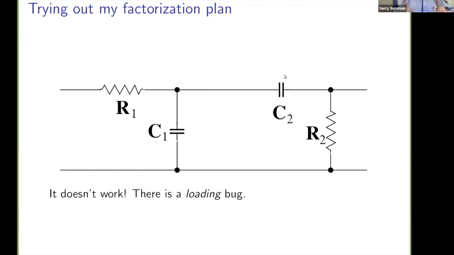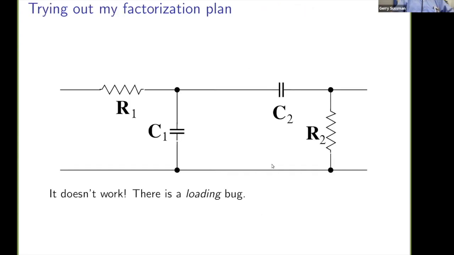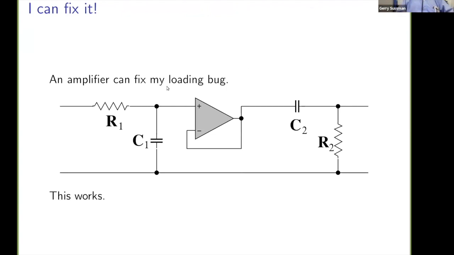Why doesn't it work? Well, I've got a name for the bug. The problem is that when I specified these pieces, these were considered to be voltage dividers, meaning no current was being drawn out of this terminal or this terminal over here. But when I hooked them together, the next one sucks current out of the previous one. So the bug is called a loading bug. This circuit is loading this circuit. That's all, just give me a name. I happen to have a mitigation strategy for this. I have many of them, but one such mitigation strategy is to put an amplifier in. By supplying external power with an amplifier, I can get rid of my loading bug.